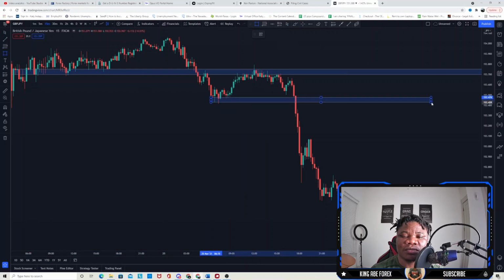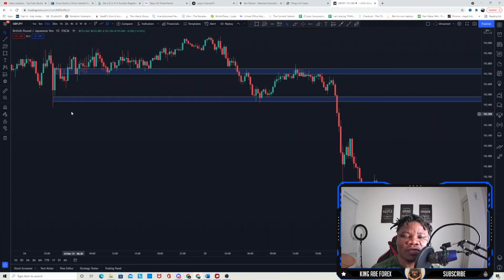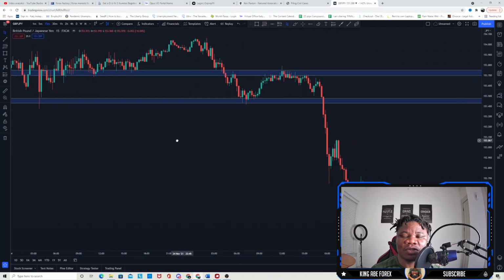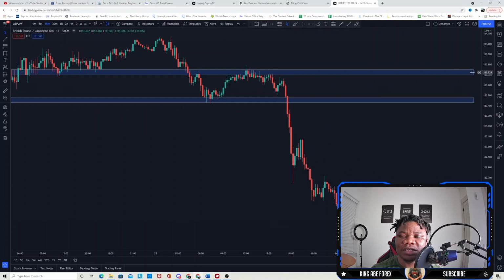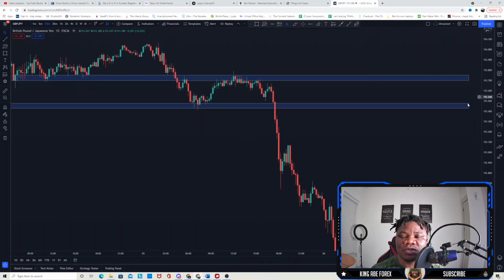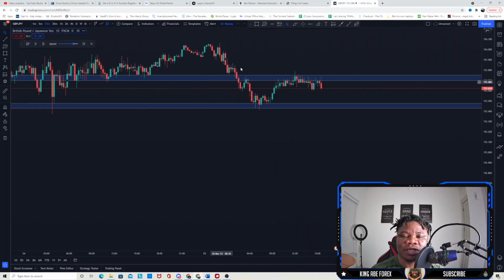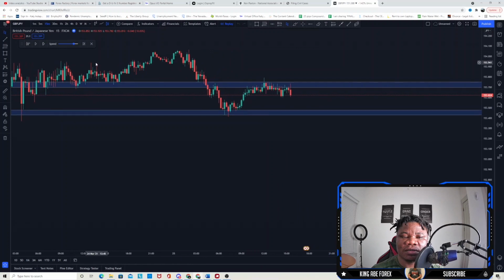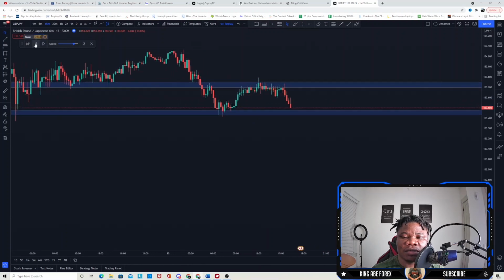So this was our most recent high, and we have our most recent low right over here. Once you've identified your most recent highs and your most recent lows, it's time to sit and wait patiently for your entry. Now I'm going to put this in replay mode so you can see where your entry will be using this strategy. Let's start from right over here.